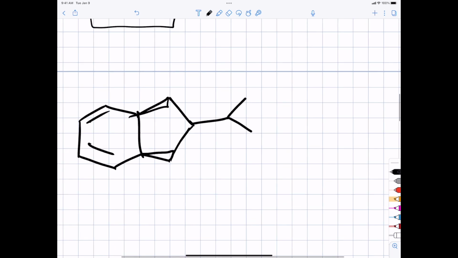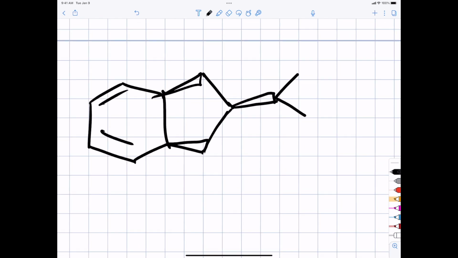So let me give you this situation. Is this a stereocenter? Is it attached to four different things? Well, yes. So we could assign R versus S. You've got a secondary carbon, a tertiary carbon.